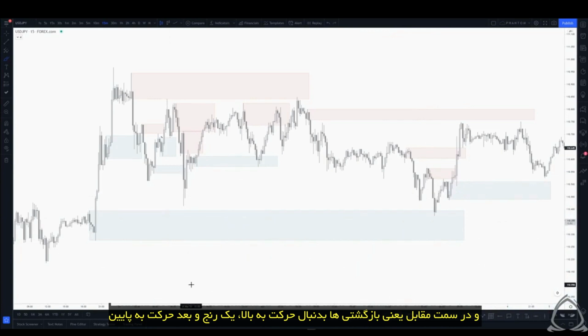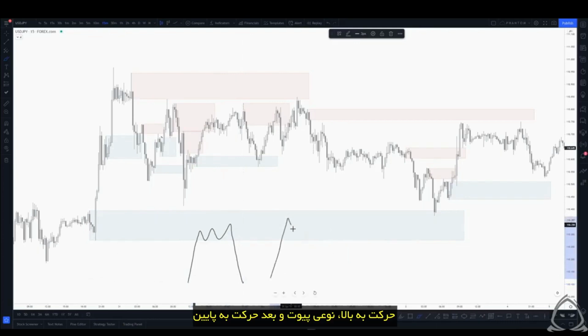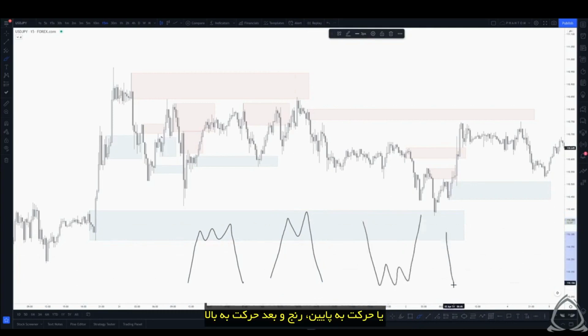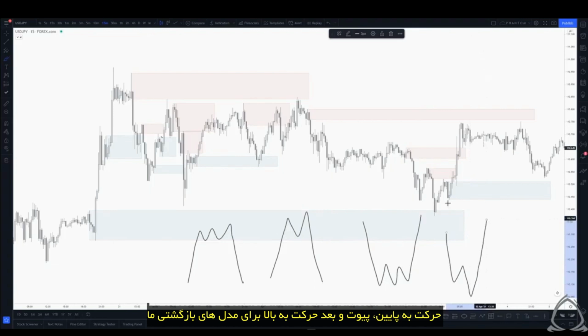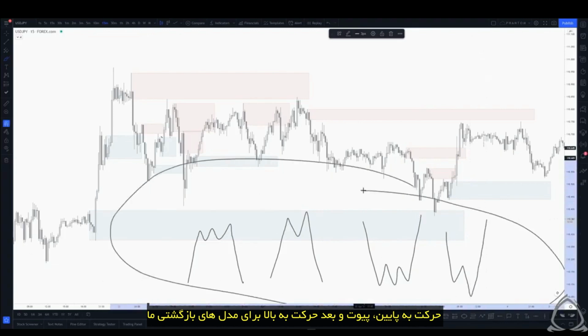And then on the flip side, looking for reversals, we'd have a move to the upside, a range, and then a move to the downside, or a move to the upside, some sort of pivot, and then a move to the downside, or a move to the downside, a range, and then a move to the upside, or a move to the downside, a pivot, and then a move to the upside for our reversal models.